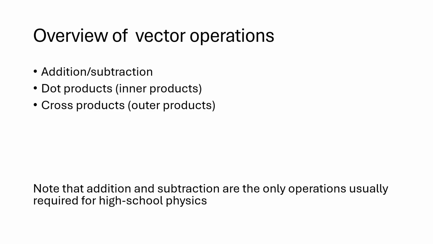I'd also like to quickly go over a number of different vector operations, just so you're aware of what's out there. So, addition and subtraction. This is essentially adding vectors. Turns out subtraction is adding a negative of a vector. I'll go through that in some of my later videos.